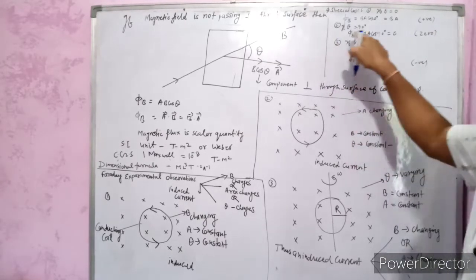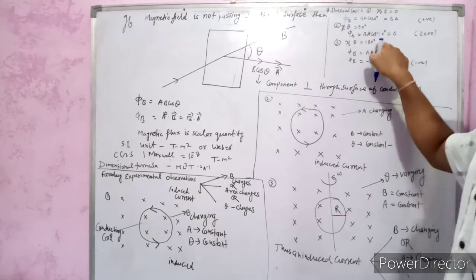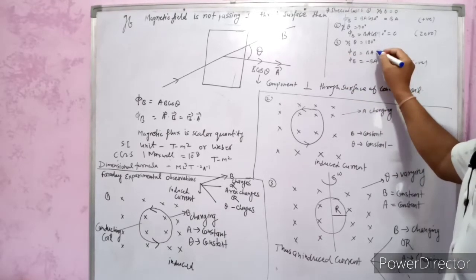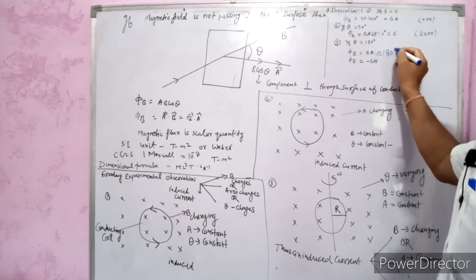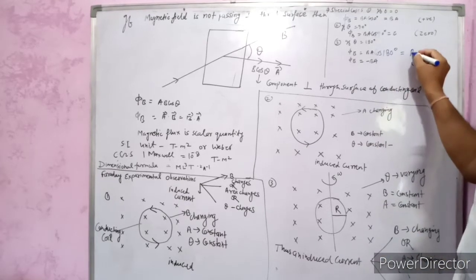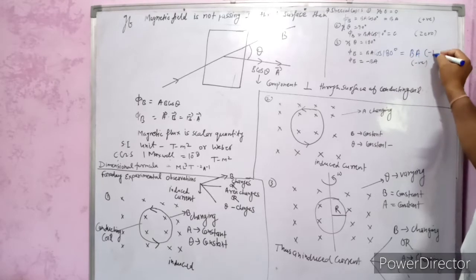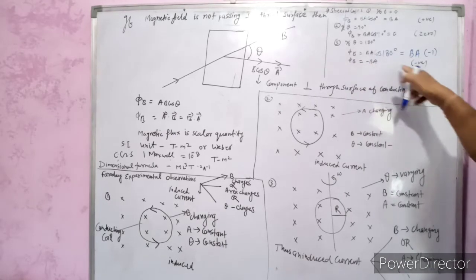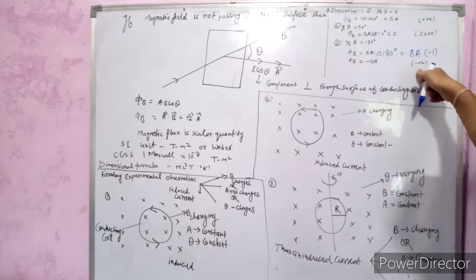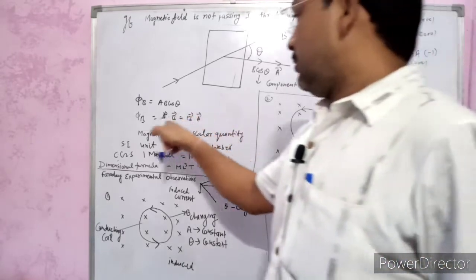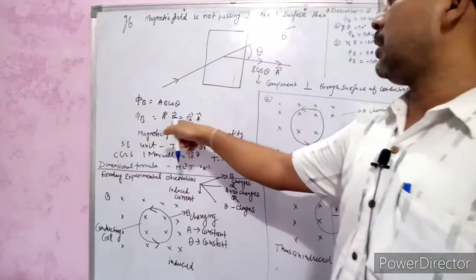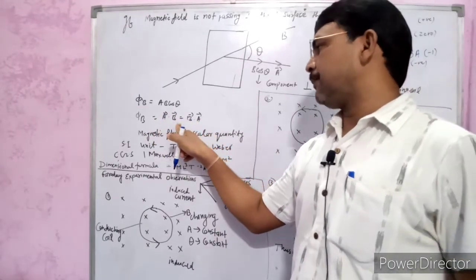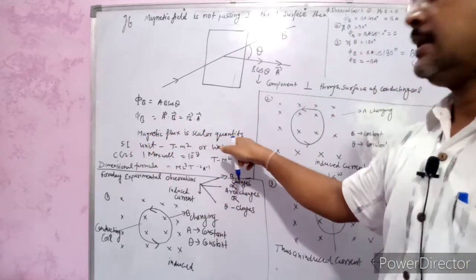Third, if theta is equal to 180 degrees, then phi B is equal to BA cos 180 degrees. Cos 180 is equal to minus 1, so we get phi B equal to minus BA. Here flux is negative. Here magnetic flux is a scalar product of the area vector A and the field vector B. Magnetic flux is a scalar quantity.